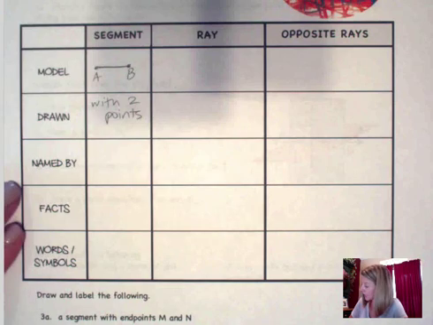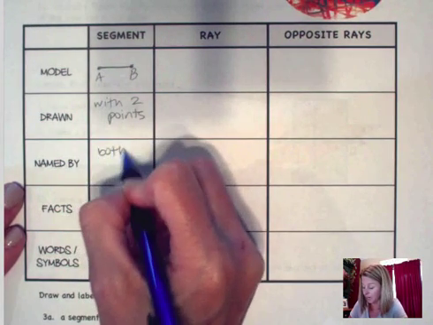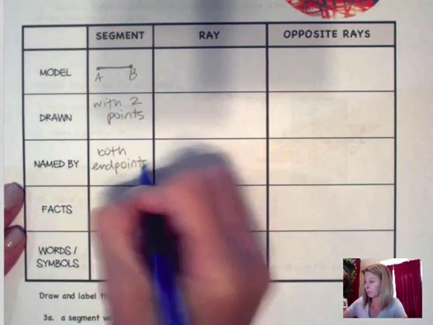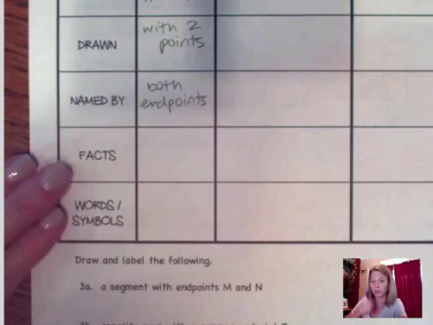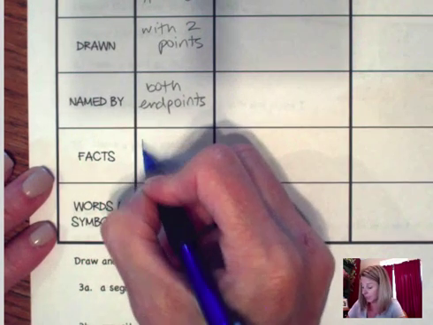A segment is drawn with 2 points. It is named by both endpoints, so we consider A and B the endpoints. Named with both endpoints. Facts about a segment: it is actually part of a line.